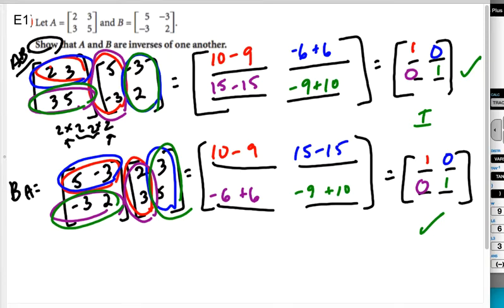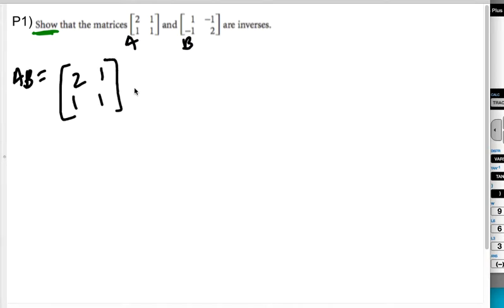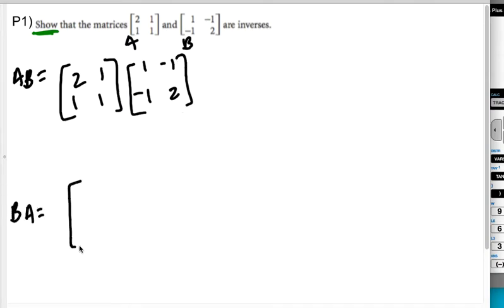So they are inverses. Now we're going to do a practice problem where you do the same thing. If your brain is like, cool, Hogan, I get it, and I'm over this, that's your choice. That's okay. We're going to walk through it anyway. Same idea, we're going to show that they're inverses. Remember, if I tell you to show that something's true, it's definitely true. So I'm going to call this one A and this one B just for the sake of notation. So AB is going to be 2, 1, 1, 1, times 1, negative 1, negative 1, 2. And when I go to do BA in a minute, because I'm going to do both of them, it's 1, negative 1, negative 1, 2, times 2, 1, 1, 1.